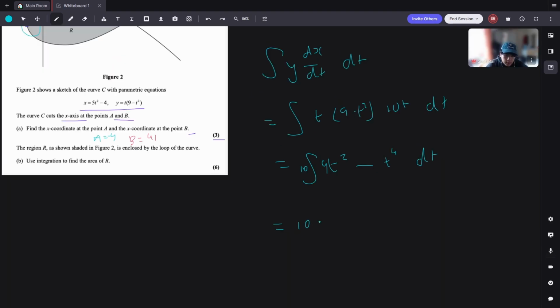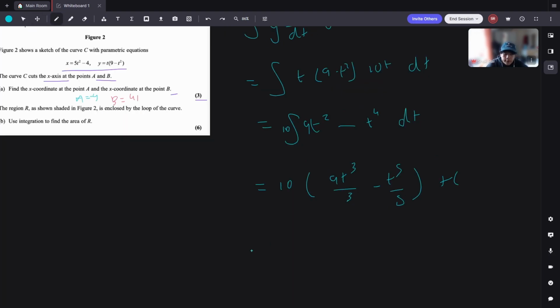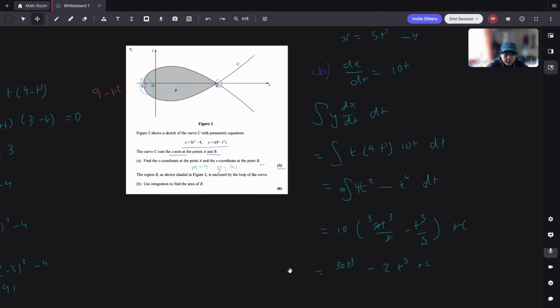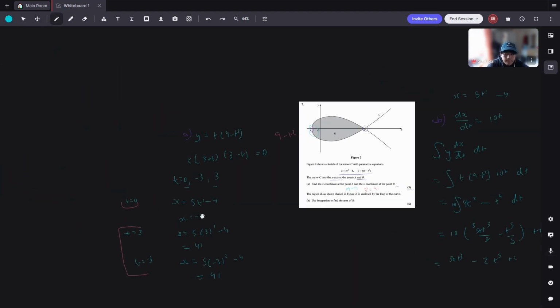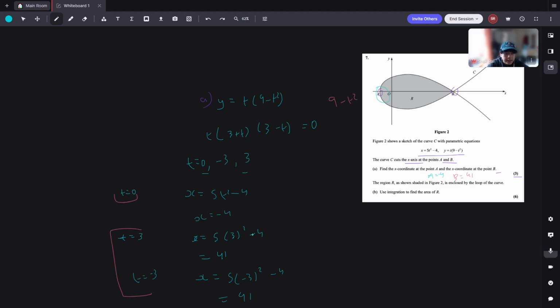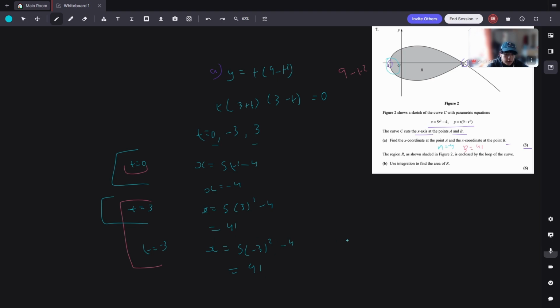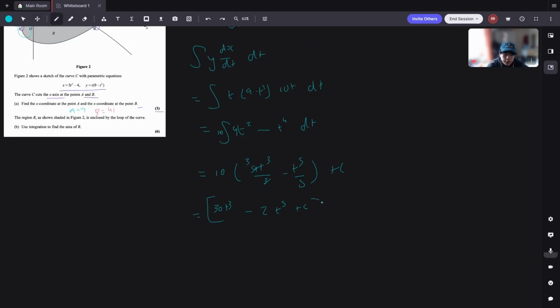So this equals 10 times, open brackets, 9t cubed over 3 minus t to the power 5 over 5, and then the plus c at the end there. This equals 30t cubed minus 2t to the power 5 plus c. Now from there we need to find the limits. What are the limits going to be? To find the limits of t, we already found them in part A. We know that x equals minus 4 at that point and x equals 41 at that point. So the lower limit for t is going to be 0, and the upper limit is going to be 3.